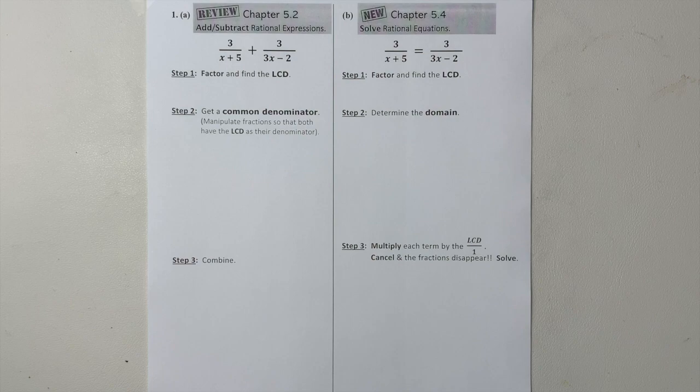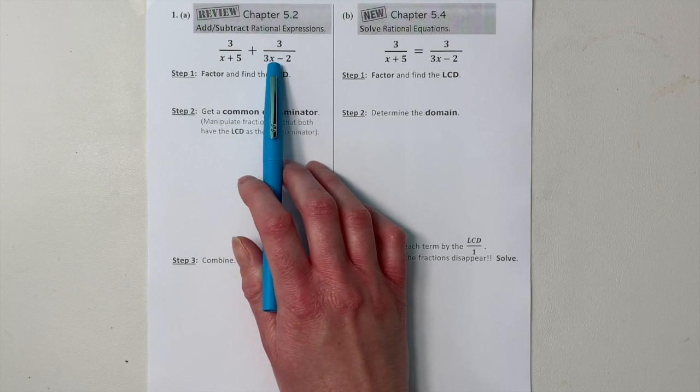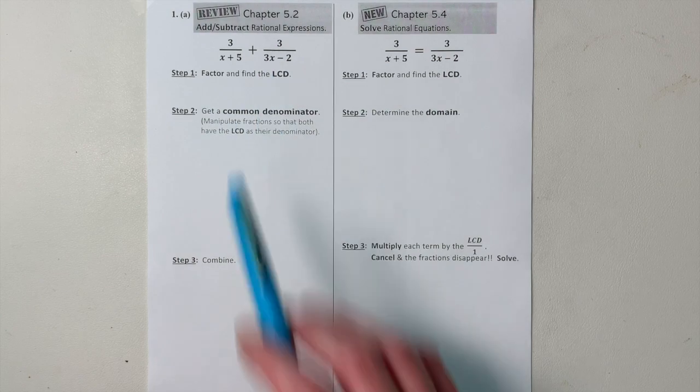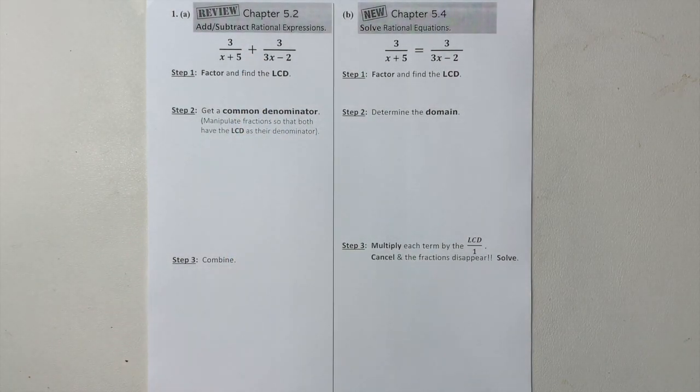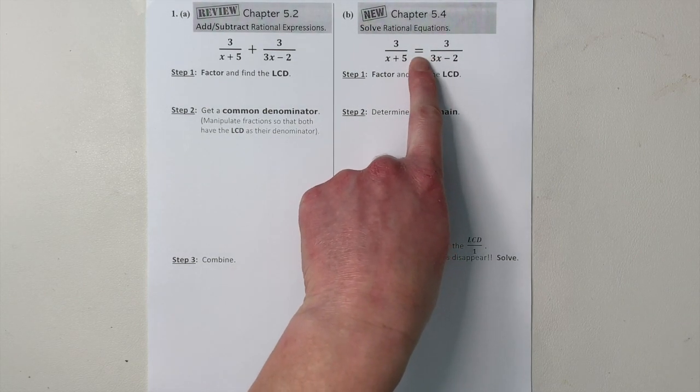The steps that we saw on the first page only apply to rational equations, in other words, problems that have equal signs. This problem does not have an equal sign, so we don't call it a rational equation. Instead, we call it a rational expression. I want to review this type of problem so then we can compare it to the new type of problem, rational equations, where we have equal signs.